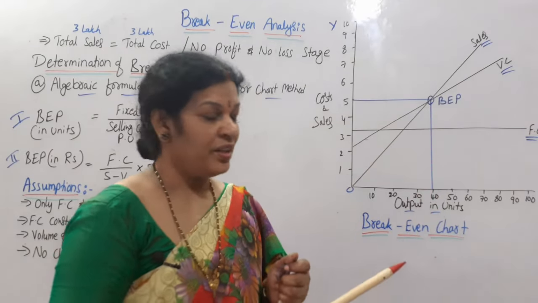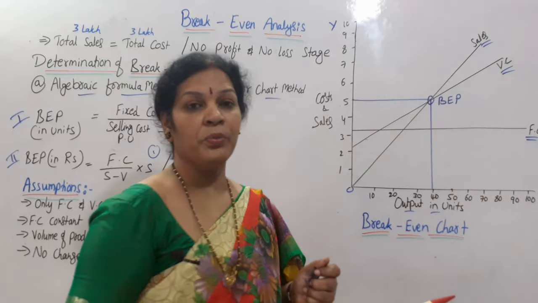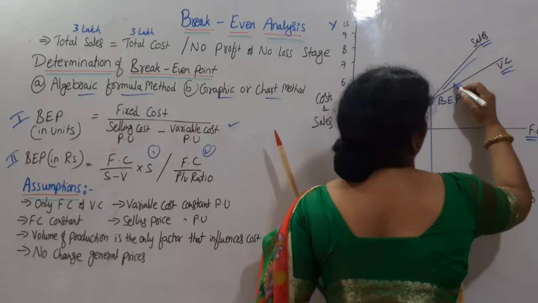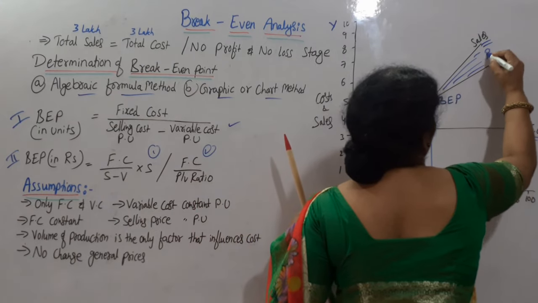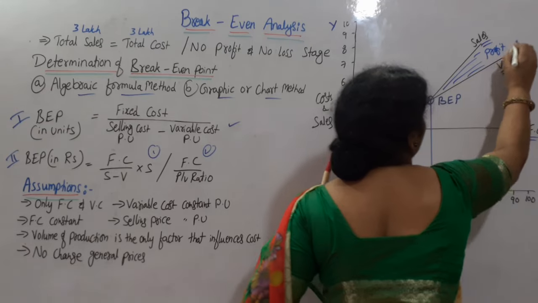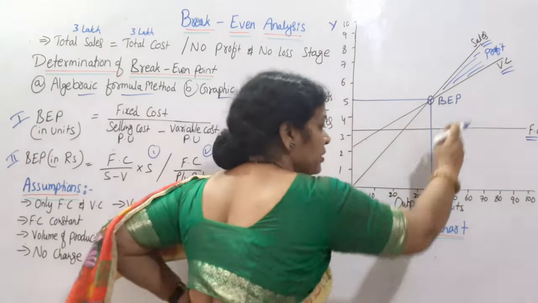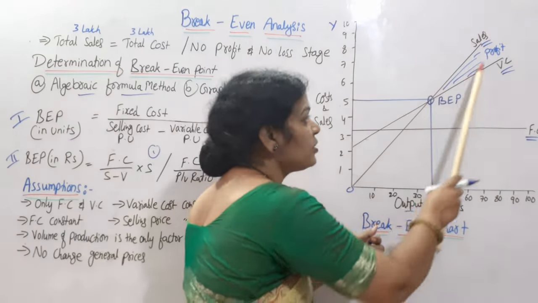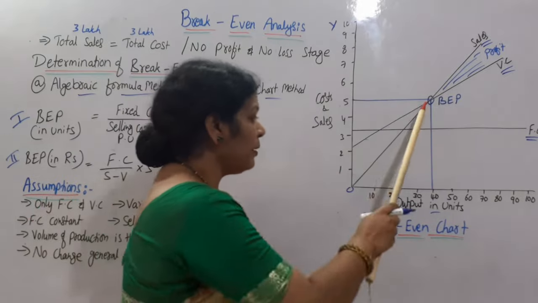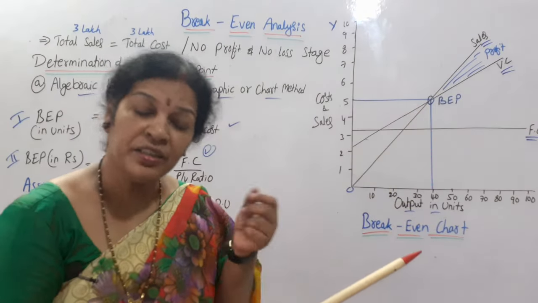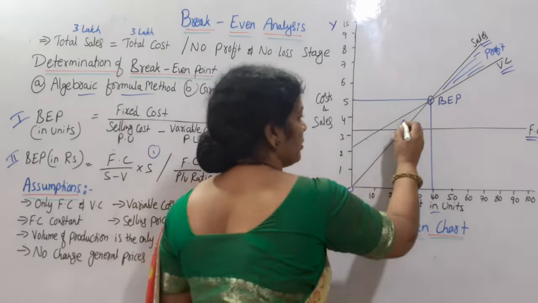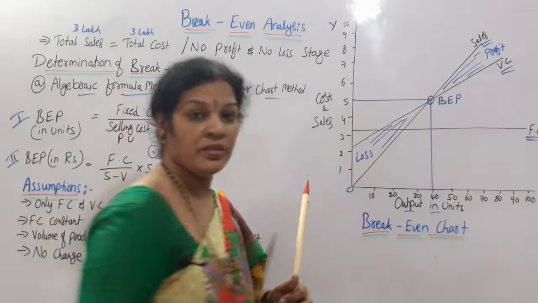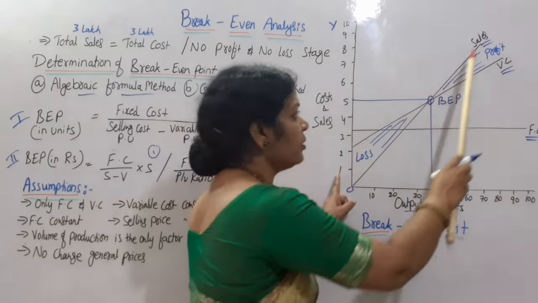If I increase the output, then that would be the profit. Profit means everything above this point is profit. This is the profit area, above 40. Whatever production you expect above that, everything is profit. And below 40, if I am producing anything there, that is loss. So this you can say is the loss. Are you understanding? So this is the profit area.